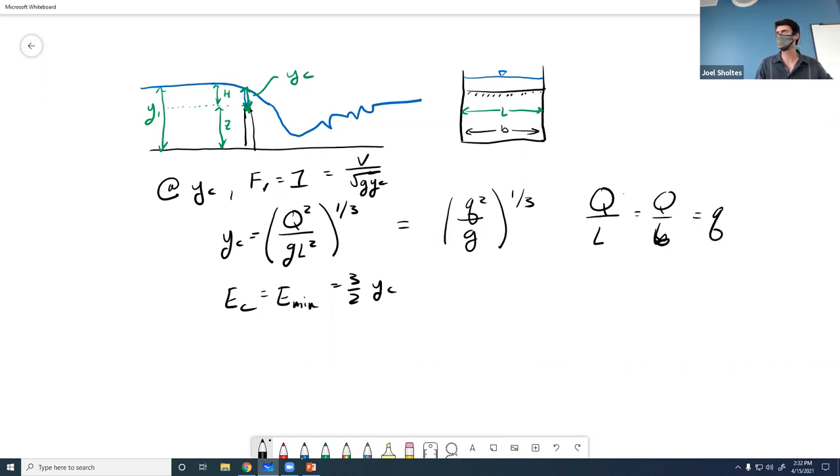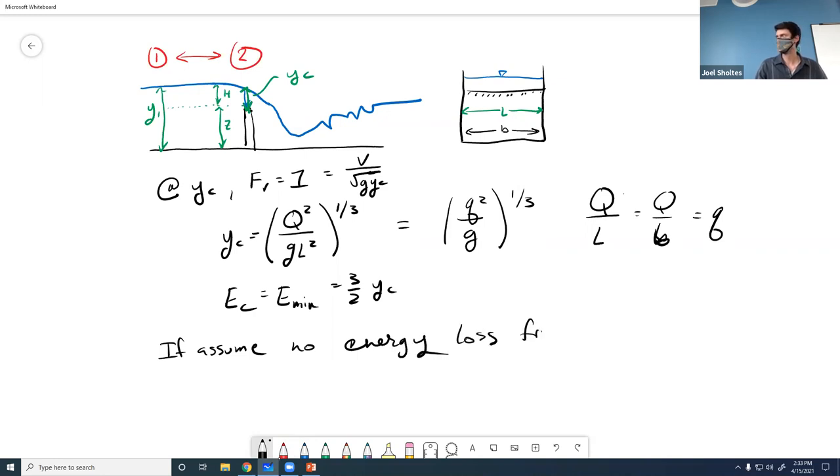All right, so let's look at what happens between points one and point two at critical depth. And we're gonna look at the specific energy between these two things. So if we assume no energy loss from point one to point two, then we can say that E1 is equal to the critical energy plus Z, the weir height.